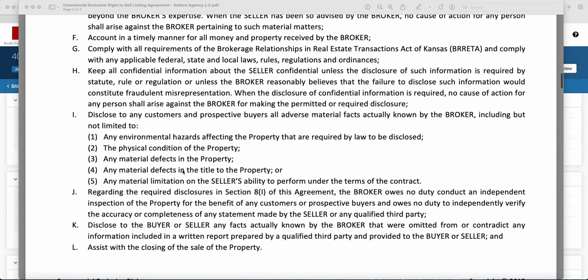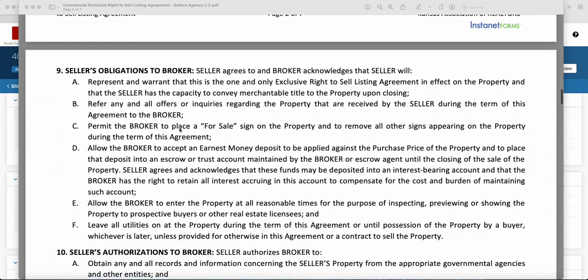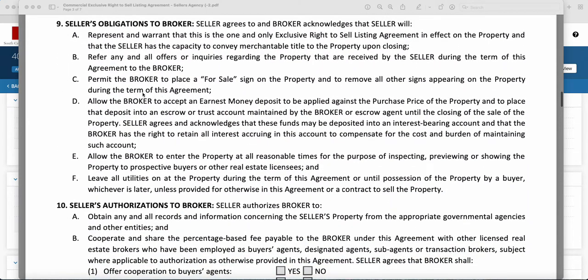So reading through the rest of them is just the basics of making sure you know what you have to do for them and that they know expectation-wise. And a lot of it's the standard agent representation of a seller. Seller's obligation to the broker.